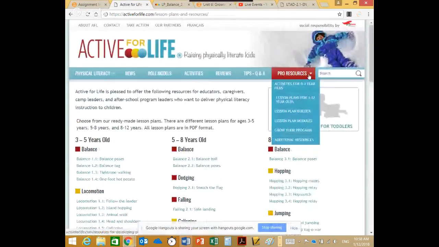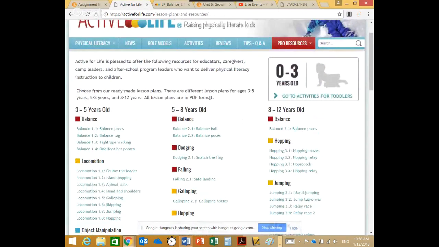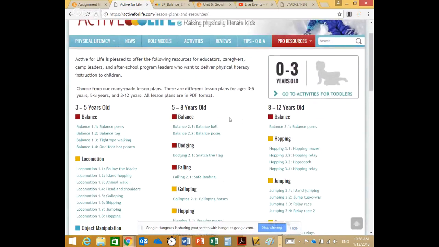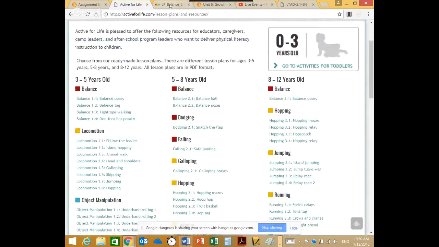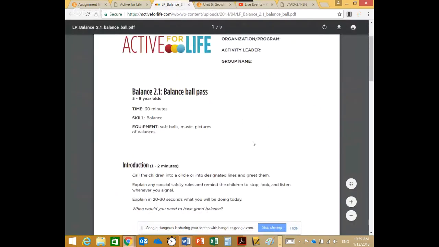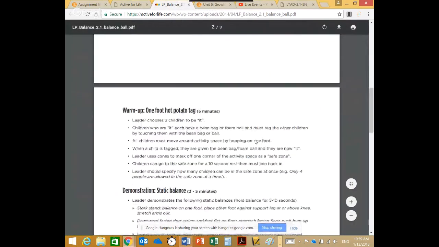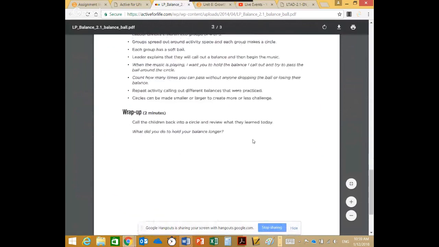So from the Active for Life website, what you'll simply do is go in under Pro Resources. They've got lesson plans for 3 to 12-year-olds. So again, you're picking from the categories of 5 to 8 or 8 to 12. When you click on one of these lesson plans, it actually brings up the lesson plan, and it has it all laid out. So this is what you're going to then use to do the rest of the assignment.